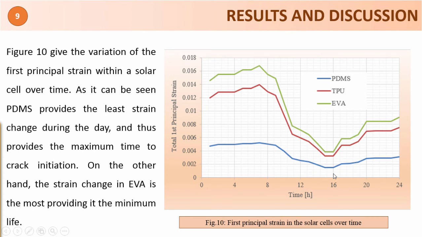Figure 10 gives the variation of the first principal strain within solar cells over time. As can be seen, PDMS provides the least strain change during the day and thus provides the maximum time to crack initiation. On the other hand, the strain change in EVA is the highest, providing it the minimum life.